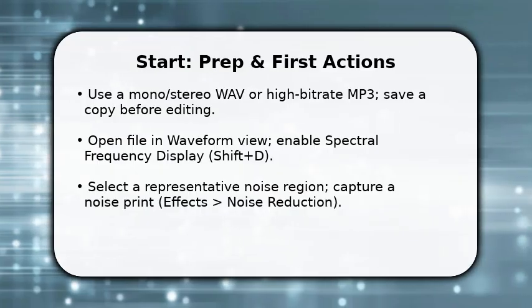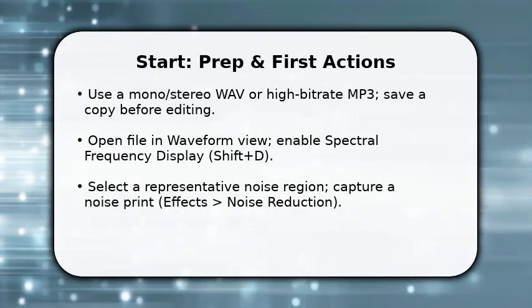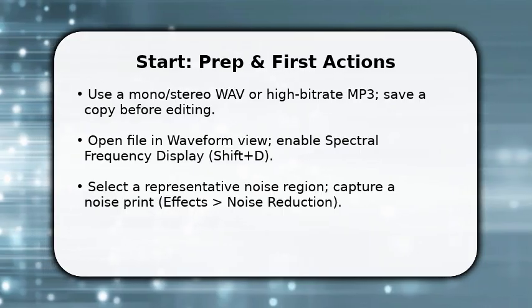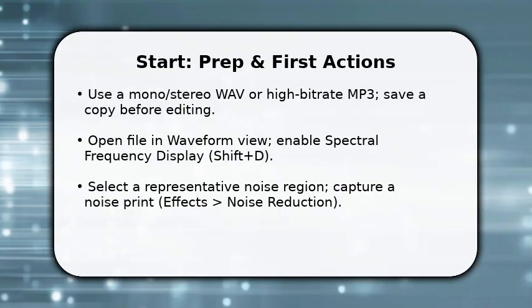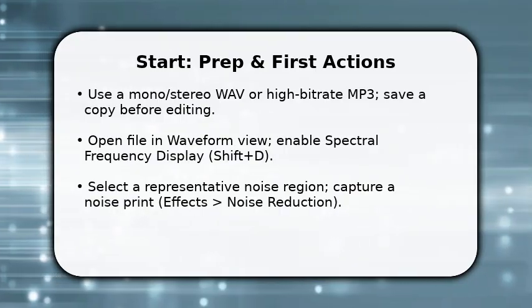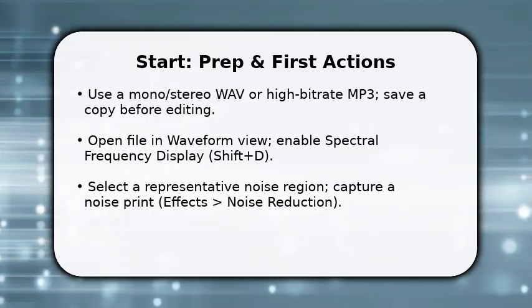You begin by opening your cleanest source and saving a backup copy. Make sure you're in waveform view and then switch to spectral frequency display to see real noise. Next, find a silent section with only the unwanted hum or hiss and select it. This is critical because Audition uses that sample to learn the noise.